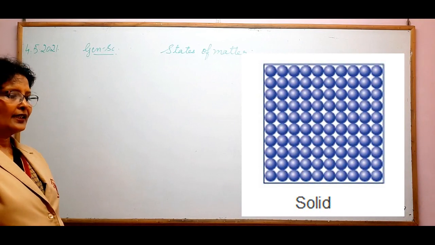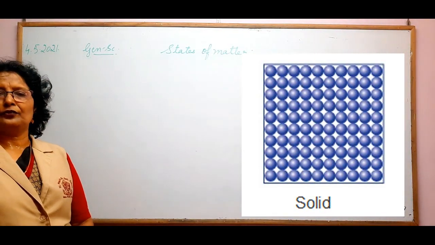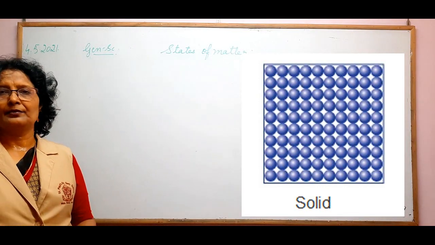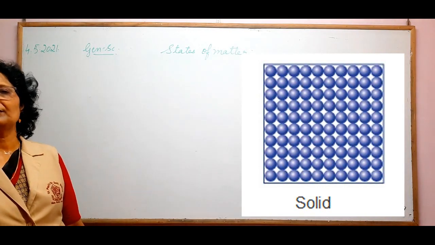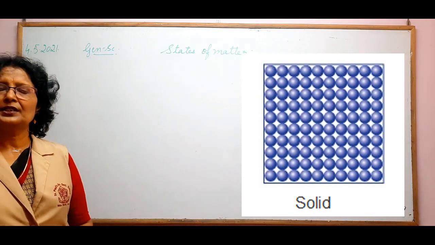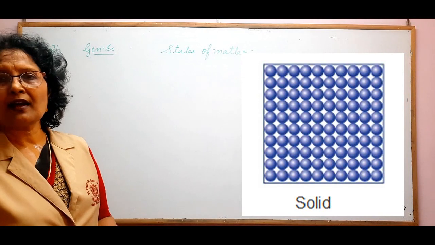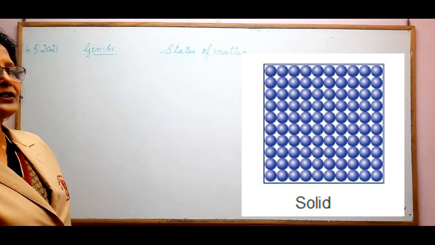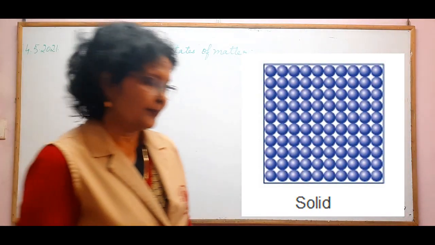You can see that the molecules are tightly packed. The force of attraction between the molecules is maximum. Okay, so there is no space in between. So that is why a solid has got a definite shape. Okay, so it has got definite shape, it is hard, it does not flow. Is that clear? So this was about the solid.